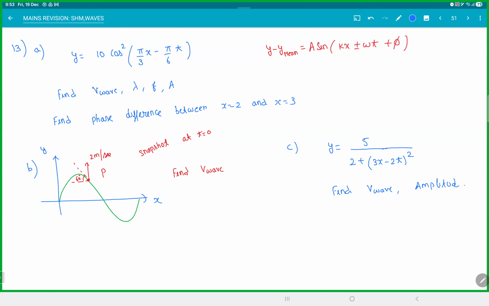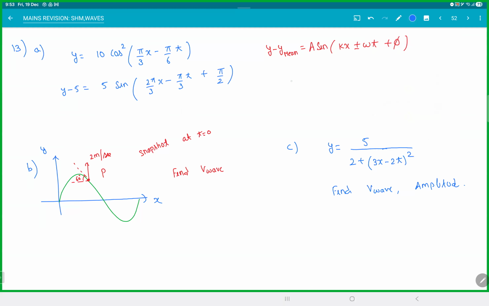What else you want to find? Find the phase difference between x is equal to 2 and x is equal to 3. You guys remember the phase difference formula? Phi is equal to 2 pi by lambda into delta x. Remember, this is only for progressive wave. For a stationary wave, you can't use this.